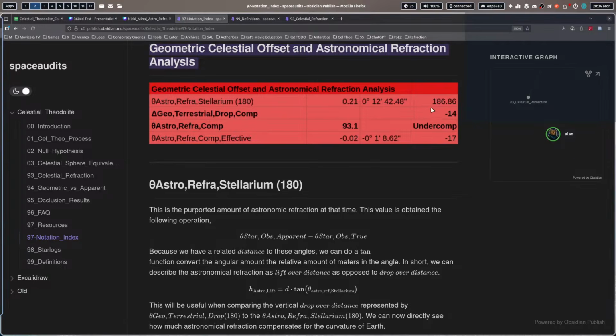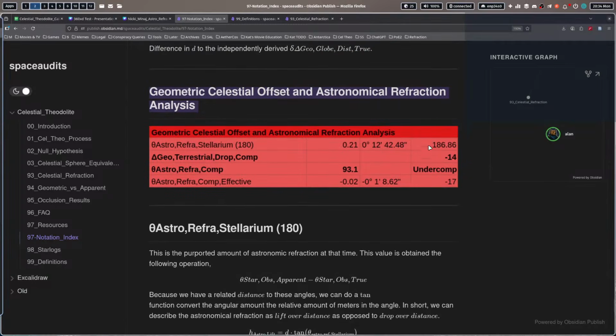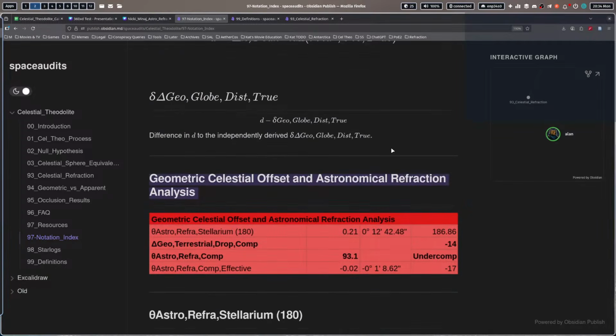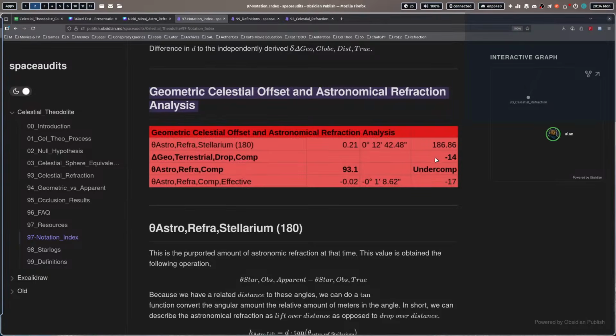And because we have a distance and angle relationship, we can derive liftover distance instead of dropover distance, how we were doing it with the tangent function. We can do the same thing to derive astronomical lift, you could call it. So you could do liftover distance, and we could subtract that liftover distance from the dropover distance to see what that comes out to be.